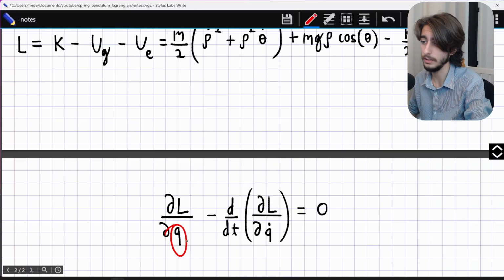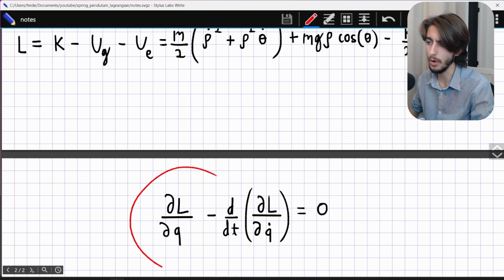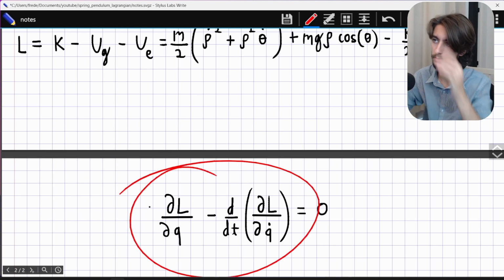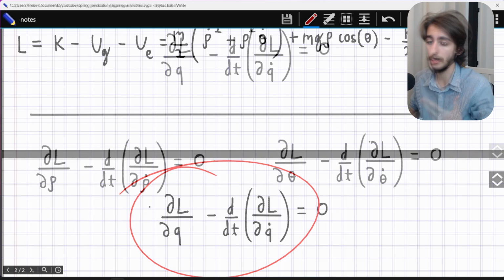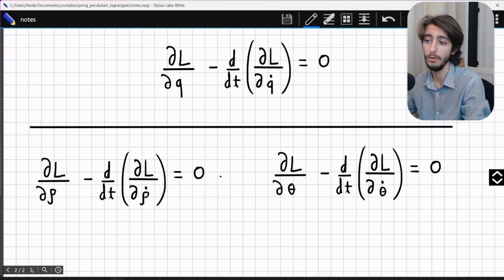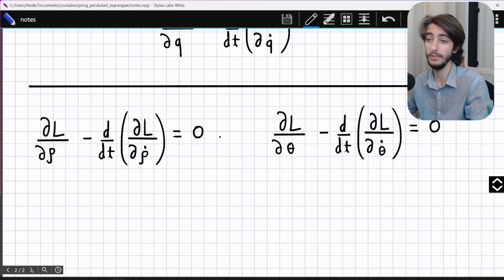Anyway, Q here is each of our degrees of freedom, meaning that we're going to have one equation for rho specifically and another equation for theta. So let me show you how that looks. So now we have substituted Q in here for each of our degrees of freedom, rho and theta, and now we have these 2 equations.